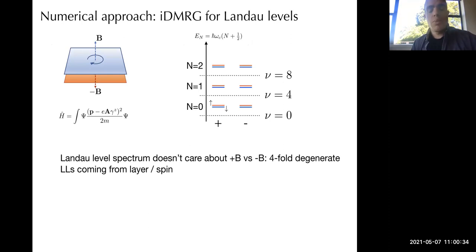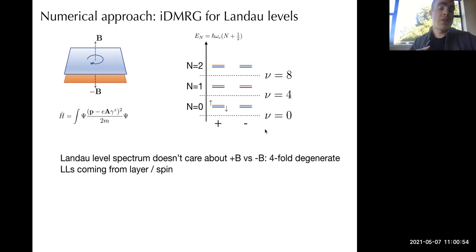Since I'm going to do the numerical proof first, that this model is a superconductor, I'll briefly review the model and the algorithm we use. So it's going to be infinite DMRG adapted for Landau levels. So what is the Landau level spectrum of this problem? Okay, so it's two spinful bilayers.